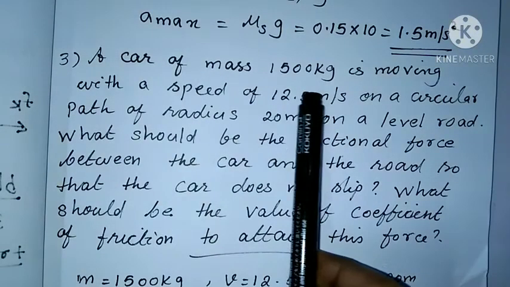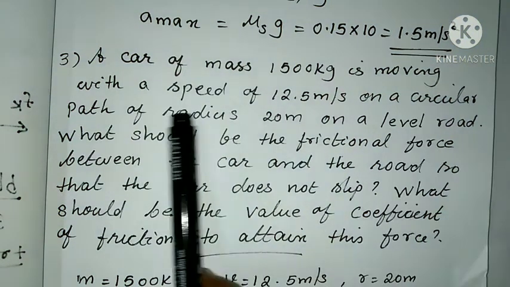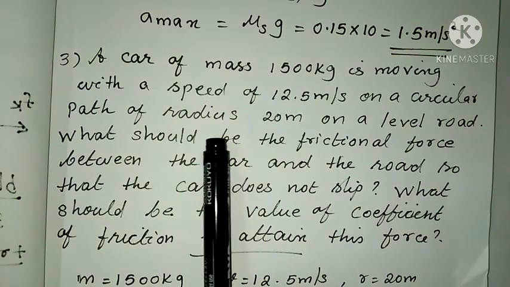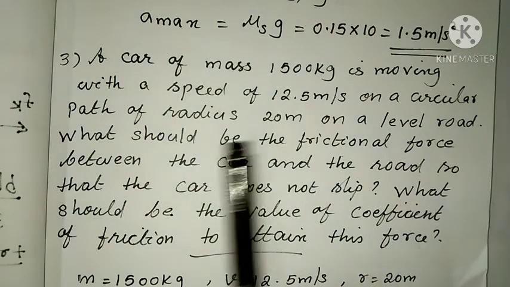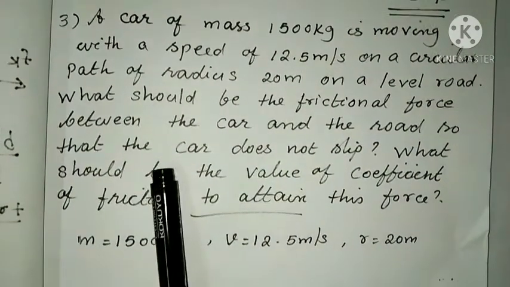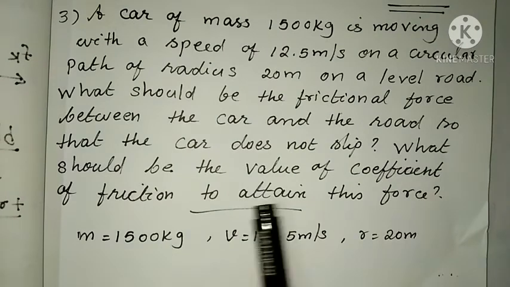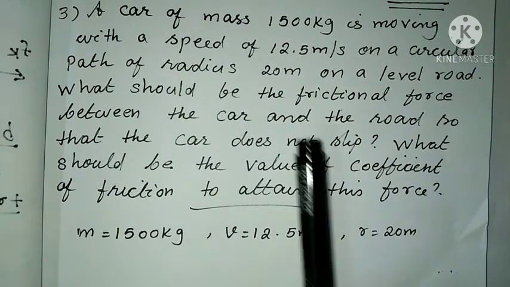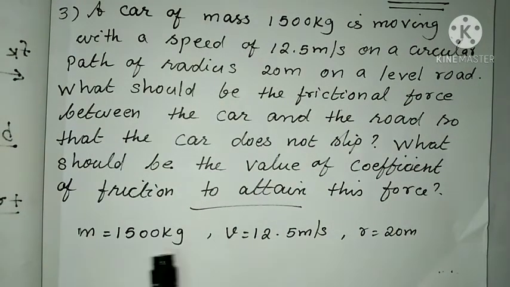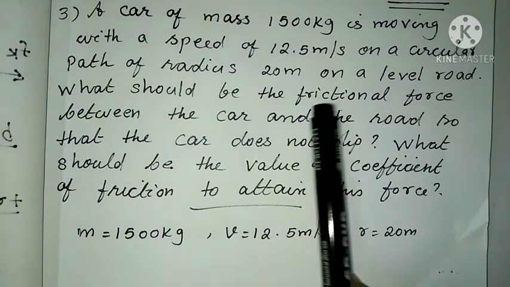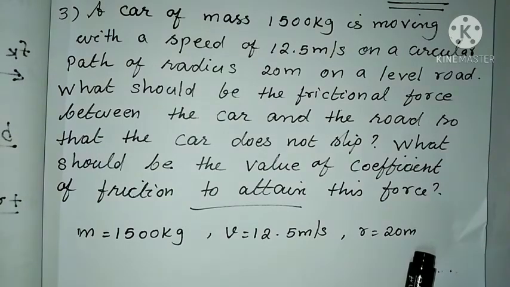A car of mass 1500 kg is moving with a speed of 12.5 meter per second on a circular path of radius 20 meter on a level road. What should be the frictional force between the car and the road so that the car does not slip? What should be the value of coefficient of friction to attain this force? So here the mass of the car is given as 1500 kg and it is moving with a speed v equal to 12.5 meter per second on a circular path of radius r equal to 20 meter.